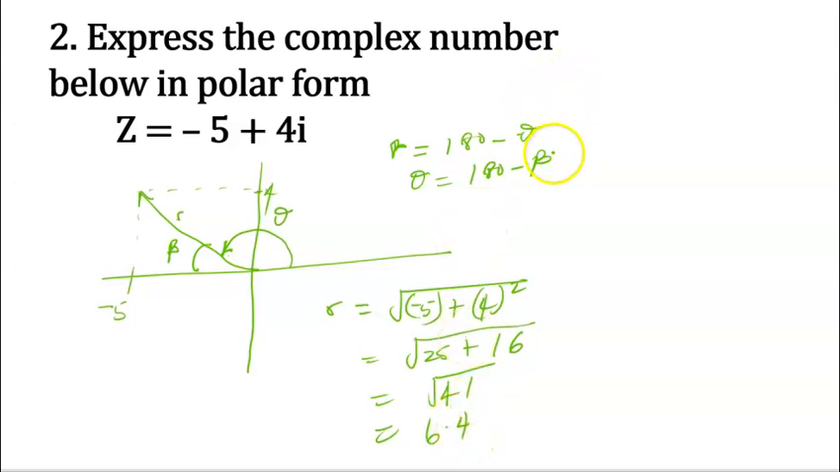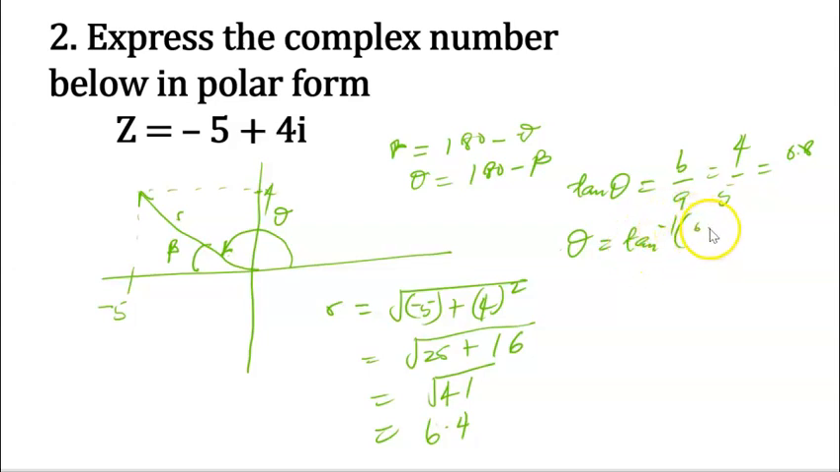Now, if my R is 6.4, my tan theta is the same thing as B over A, which is equal to 4 over 5. 4 over 5 is the same thing as 0.8. So that theta will be the tan inverse of 0.8. Sorry, beta in this case. I'm used to theta. This is beta in this case. Beta will be the same thing as the tan inverse of 0.8.